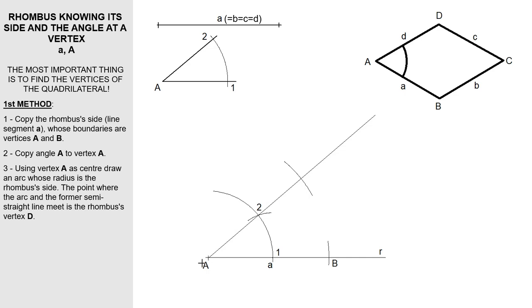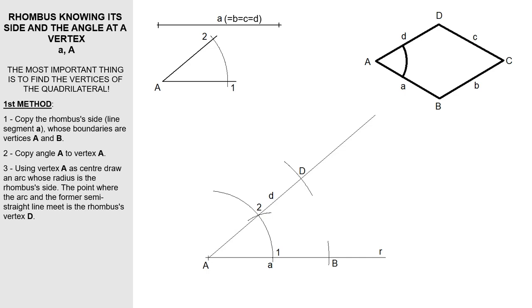The point where the arc and the semi-straight line intersect is a distance that is the side's length to vertex A, and at the same time it will form the asked angle with side A when joined to vertex A, so it is the rhombus's vertex D and line segment AD is side D.